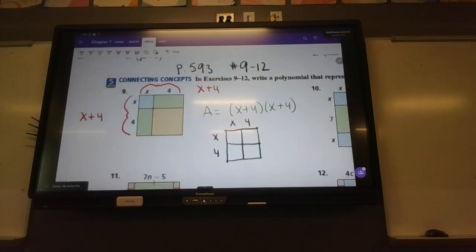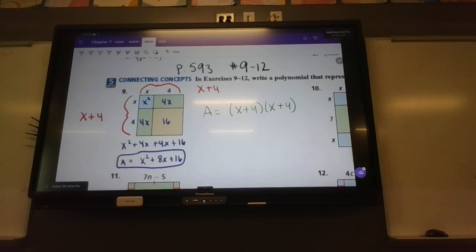So x times x would be x squared. x times 4 is 4x. 4 times x is 4x, and 4 times 4 is 16. Combined, that's just 8x. When you're combining like terms, the exponent doesn't change.